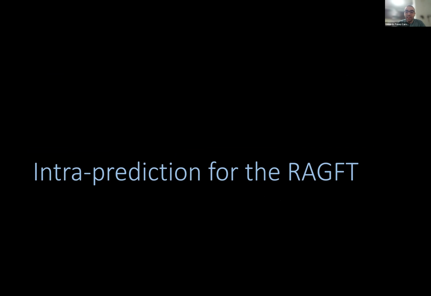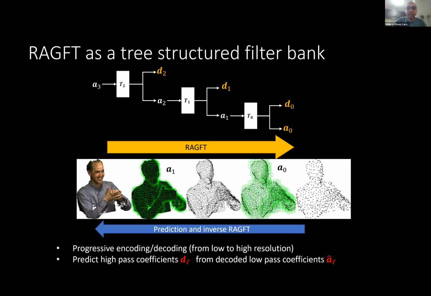So the main idea here is that you can look at the array GFT as a tree structure filter bank, where you start with a full resolution point cloud here with the high resolution attributes. You apply a one level block GFT, and then you get low frequency coefficients, or low resolution attributes, and you obtain detailed high frequency coefficients. And then you do this multiple times, right? And then in the previous experiments, we would encode the approximation coefficients and detailed coefficients D0, D1, D2 at different resolutions. So this is the array GFT.